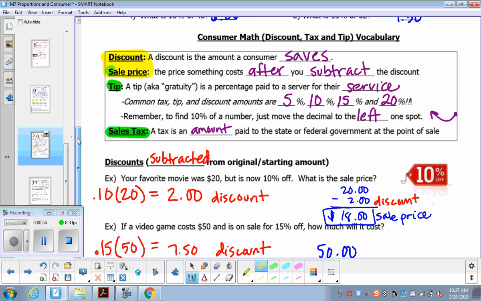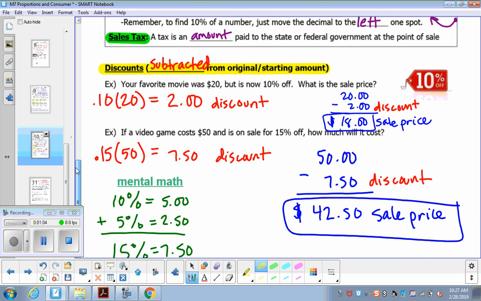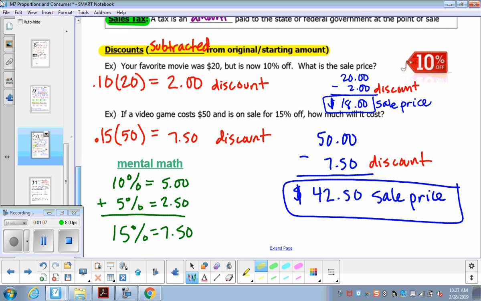Okay? So discounts, we're focusing on subtracting from the original or starting amount. We're subtracting. We like discounts. For discounts, we get to save money. All right. So for the first example here, a movie costs $20 and it is 10% off. I would like to know what is the sale price.